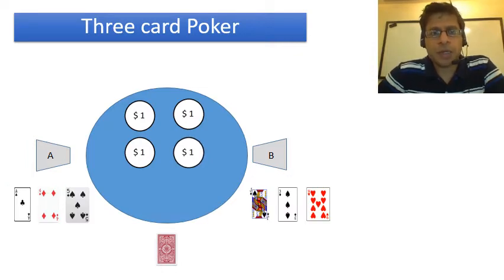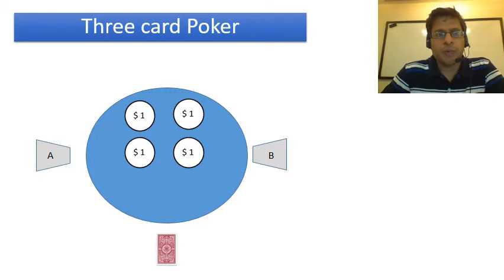Then they reveal their cards and compare. And the player with the stronger hand gets all the money in the pot. In case of a tie, which will be very rare in 3-card poker, the money in the pot is split equally. In our example, player A's hand turns out to be better than player B's hand because his highest card is an ace, which is higher than the highest card in B's hand. So player A takes all the money in the pot.